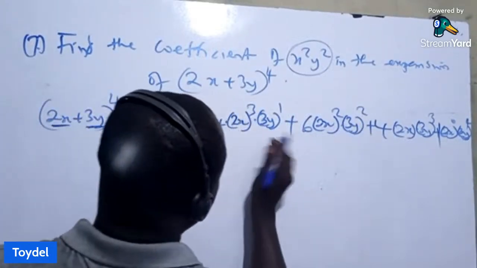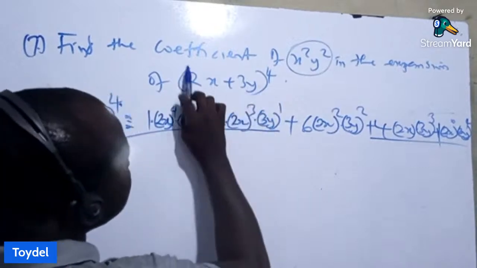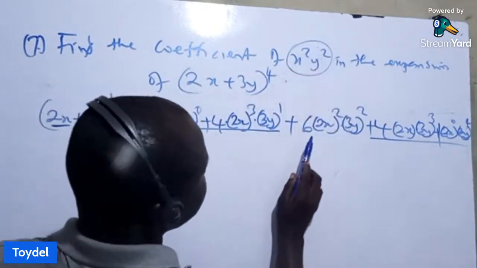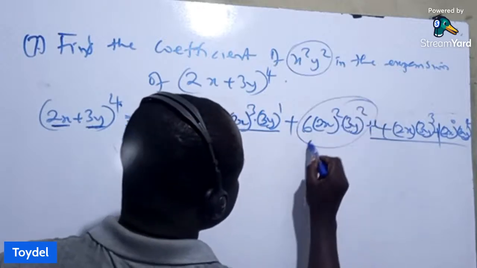But we are interested in something else now, so I won't bother myself with this, because the question says, what is the coefficient of x squared y squared? Where will I get x squared y squared? It is this term, so I will really concentrate on this and bring it out.